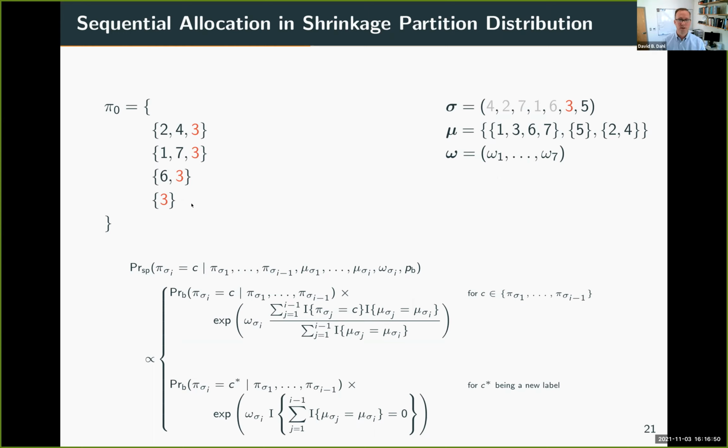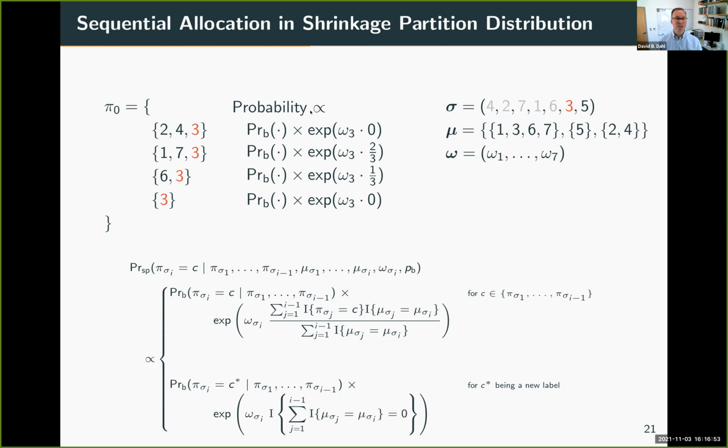Okay, well, the probability is going to be proportional to some probability from the baseline distribution, where we have a reward to the extent to which allocating item 3 to a particular cluster is compatible with the baseline partition. Now, notice that in the baseline partition, 3 is with 1, 6, and 7. And so we don't want to reward 3 going with 2 and 4. So we have 0 here times the omega, which is 0. E to the power of 0 is just 1. And so that drops away, as does allocating 3 to a singleton cluster.